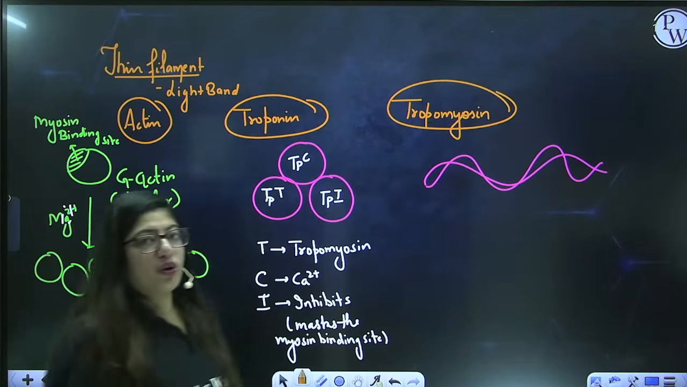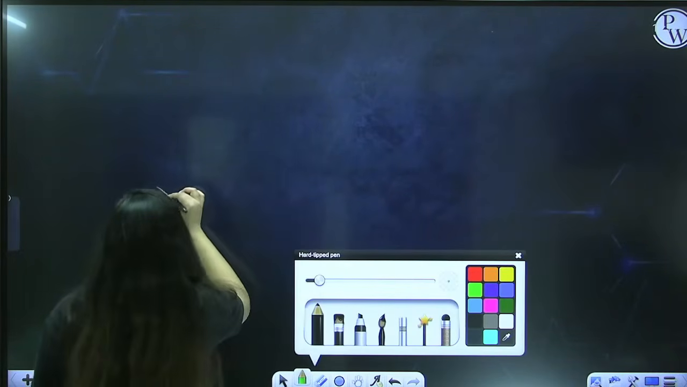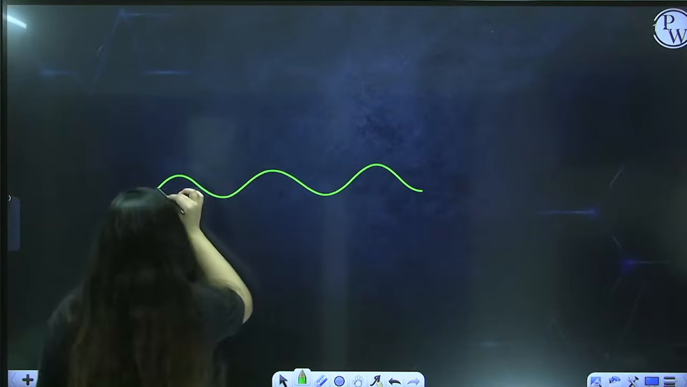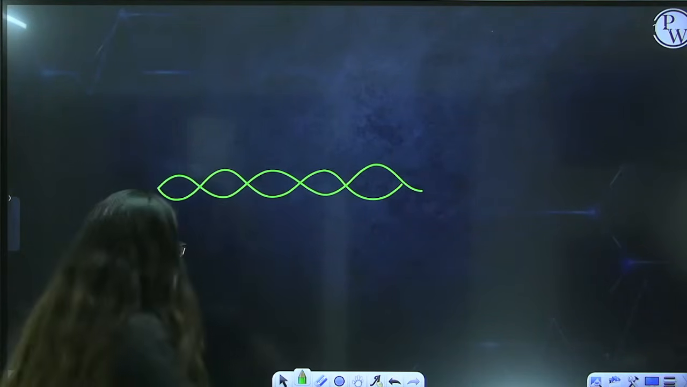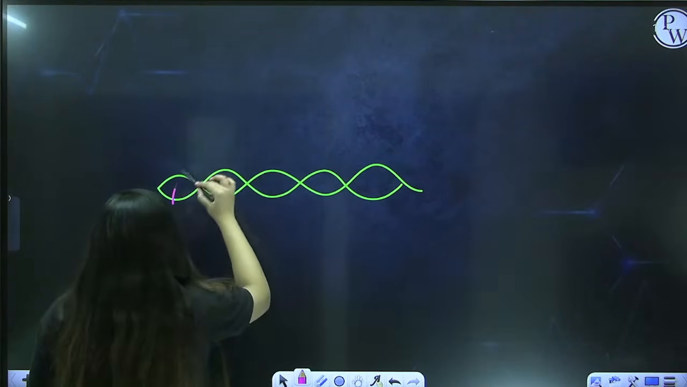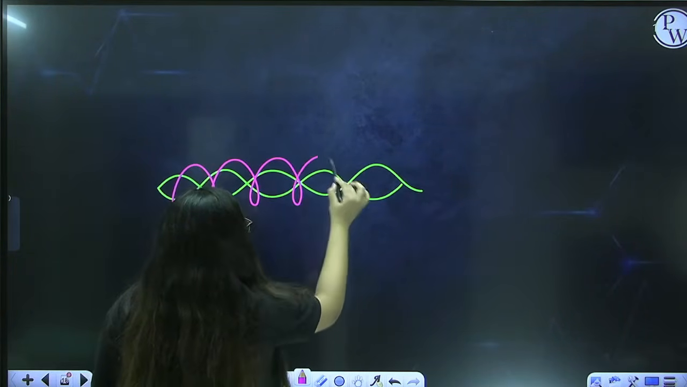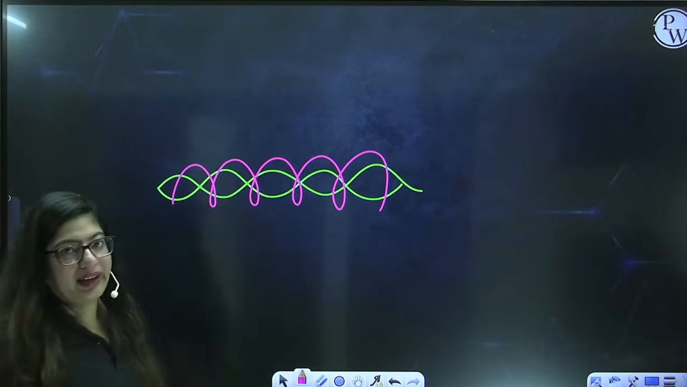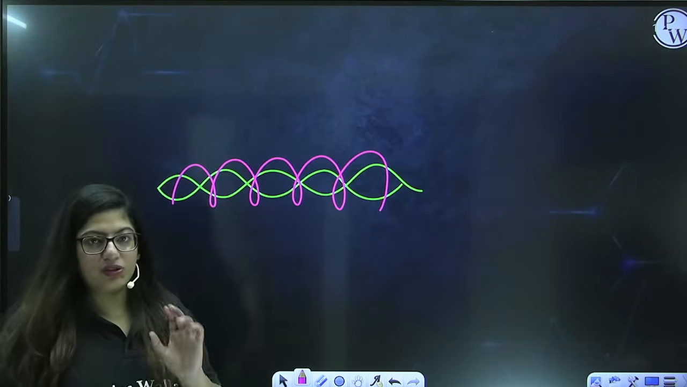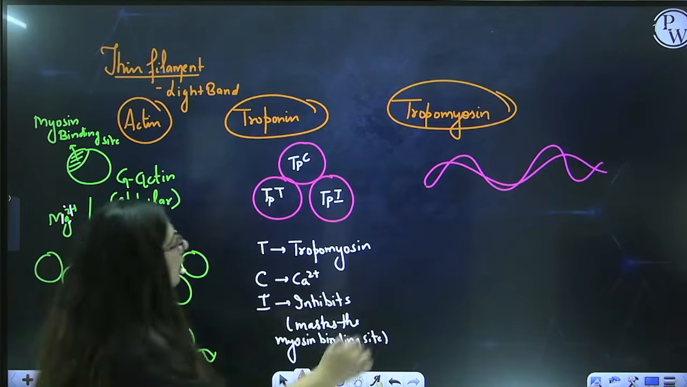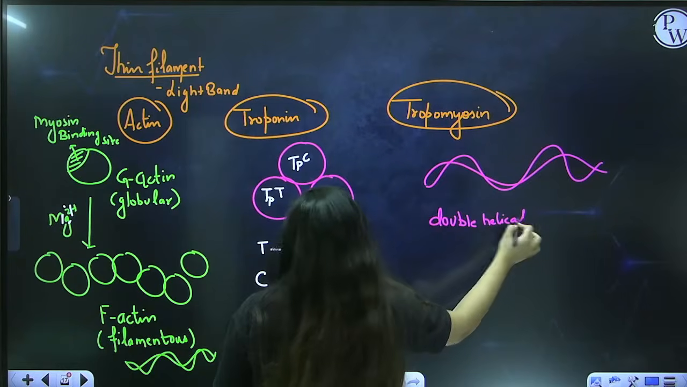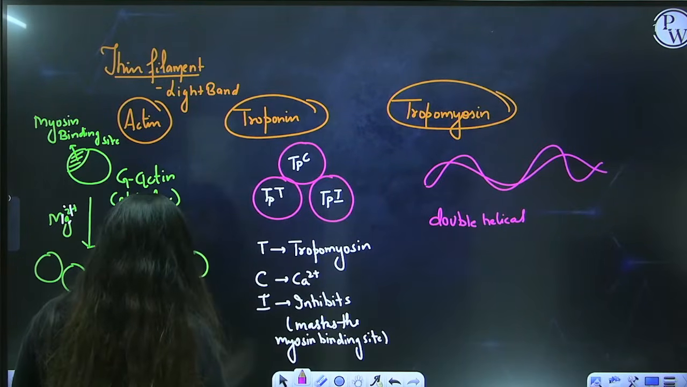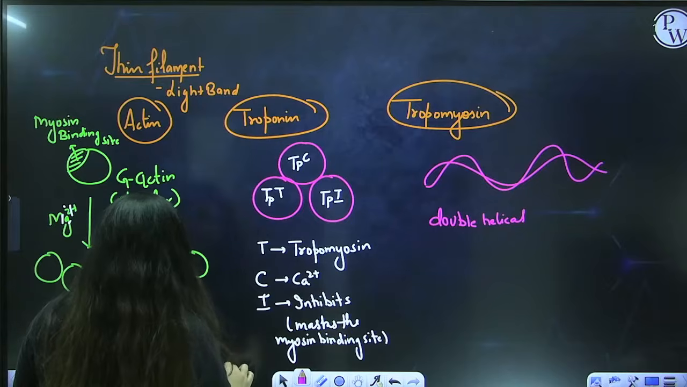Okay, let me show you how they are arranged. So for example, this is the actin. This is the filamentous actin, F-actin, present like this. Two strands, double helical. On this are present the strands of tropomyosin. Imagine this is also double helical. I've just drawn one, but imagine they're also double helical. Double means two. There are two strands and both are helical.